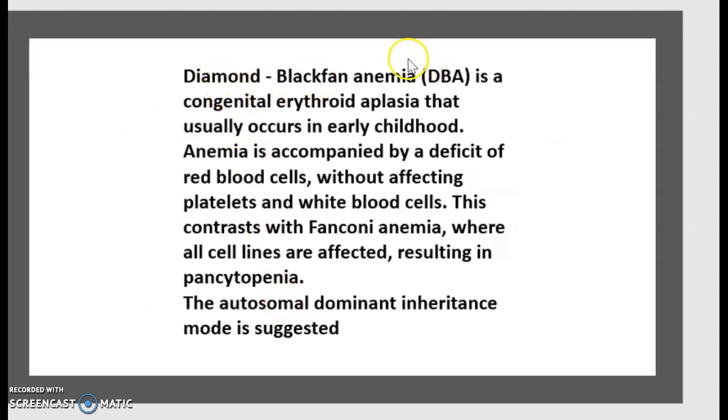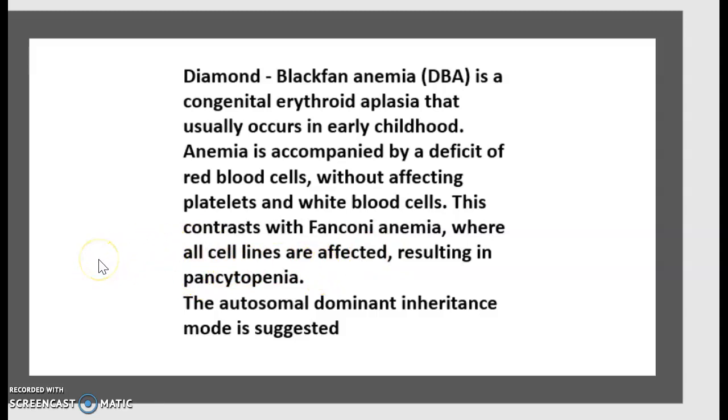Diamond Blackfan Anemia, or DBA, is a congenital erythroid aplasia that usually occurs in early childhood. The anemia is often accompanied with a deficit in red blood cells without affecting platelets nor white blood cells. This contrasts with Fanconi Anemia, where all the cell lines are affected, resulting in pancytopenia.